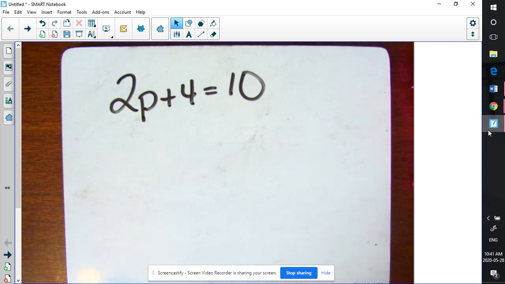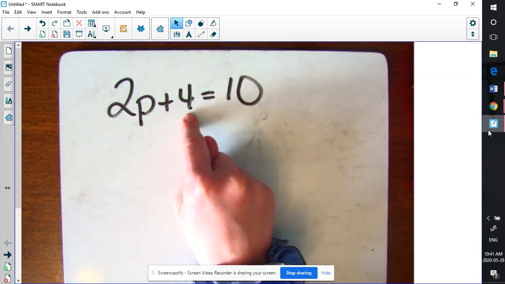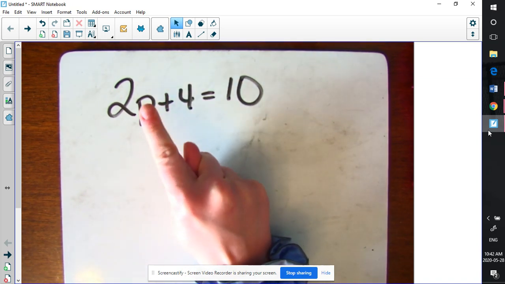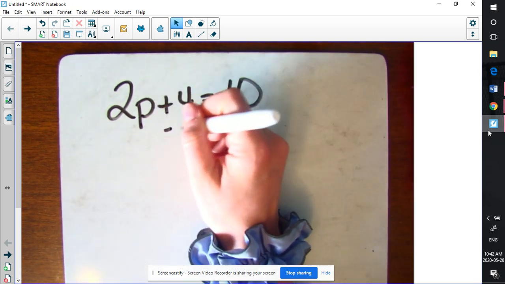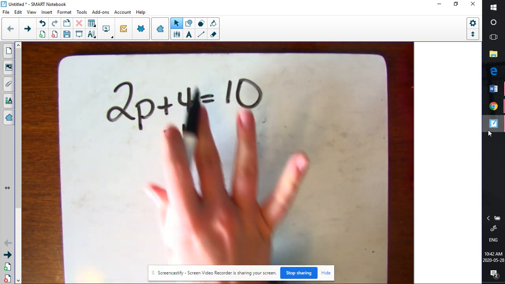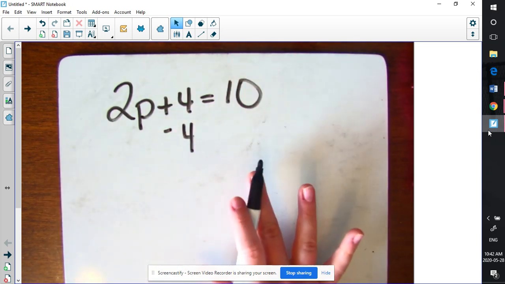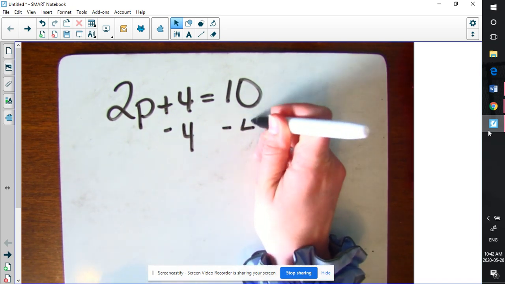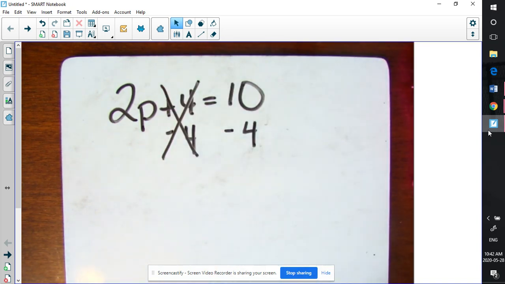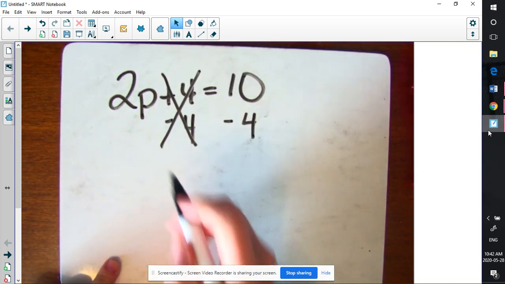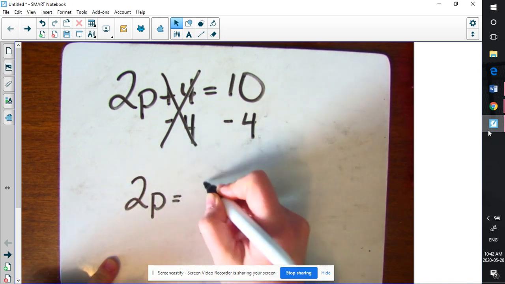Now, when we are doing a two-step equation, the first step that we always do is we deal with the addition or the subtraction, whichever one is in that particular question. So in this question, we have addition, so we're going to get rid of that. The opposite of adding is subtracting, so I'm going to subtract 4. Now, whatever I do to the left side, I'm going to do the exact same thing to the right side, so I'm going to subtract 4 here as well. Now these 4s cancel, and I have left 2p equals 6.